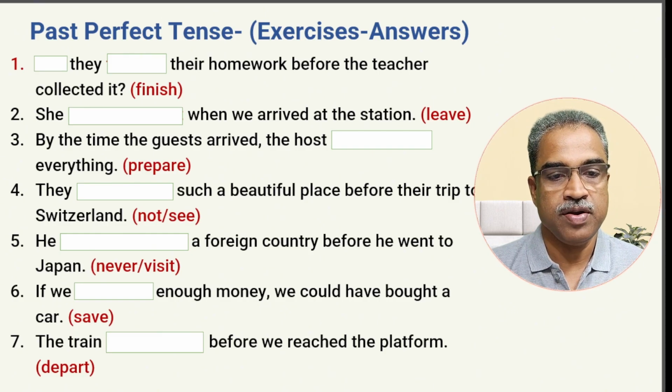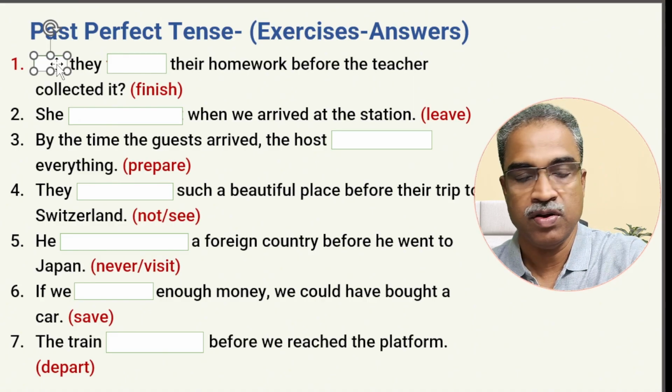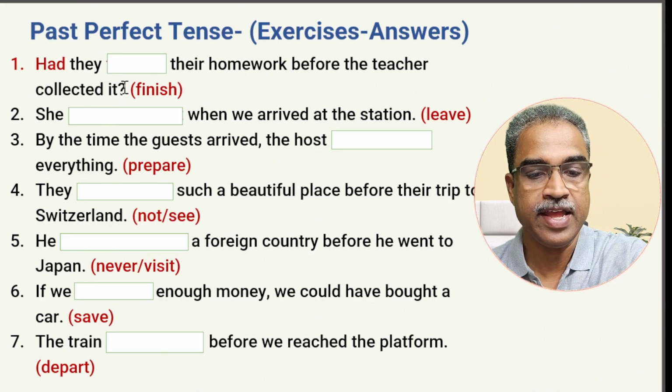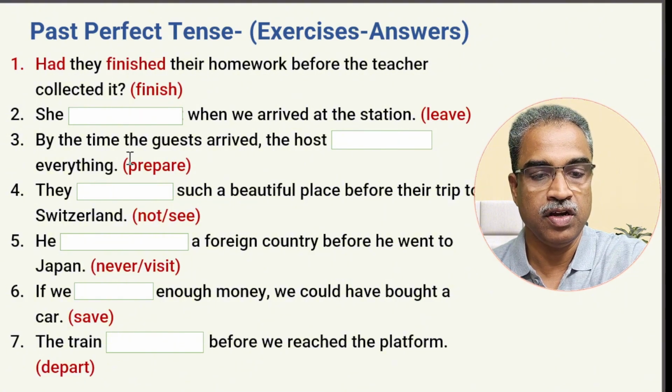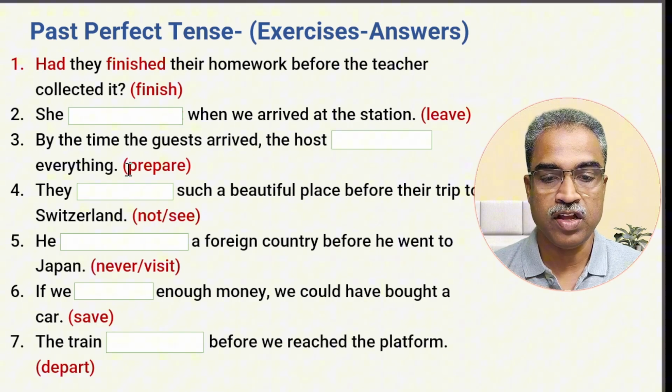So the first one is dash their homework before the teacher collected it. The verb given is finish. So naturally we are learning perfect tense, past perfect tense. So the first one will be had. Had they finished. Which form in the perfect tenses? V3 form. So the third one, had they finished their homework before the teacher collected it?